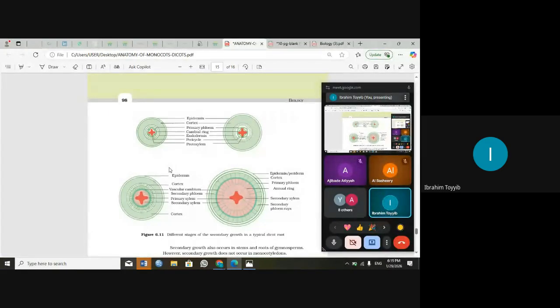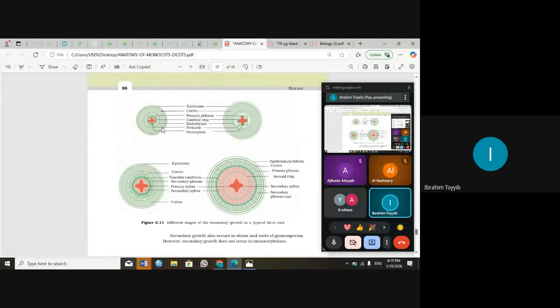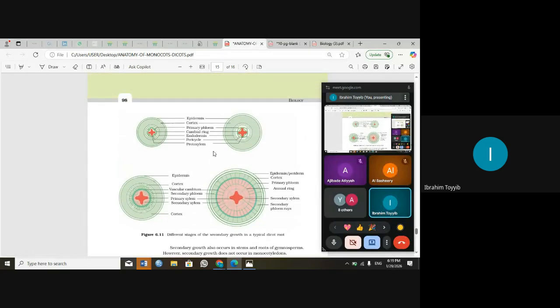Now, JAMB can give you something like this. So look at this diagram very well. These are different stages in secondary growth. The epidermis, the cortex. So the part that protrudes from this star will be the xylem. And the inner will be the phloem.